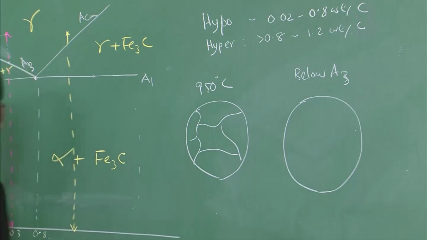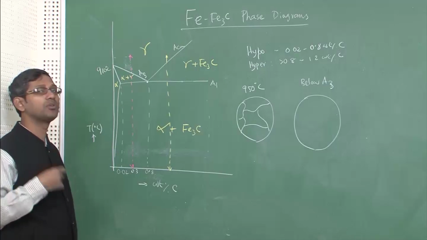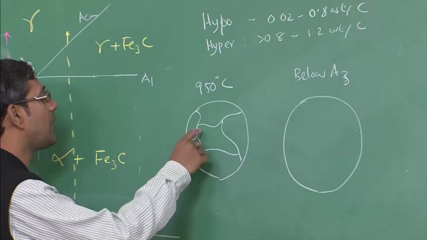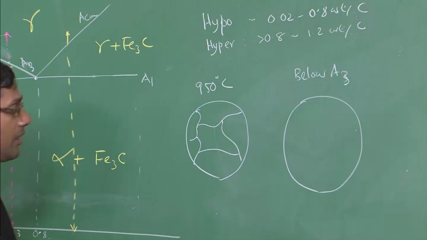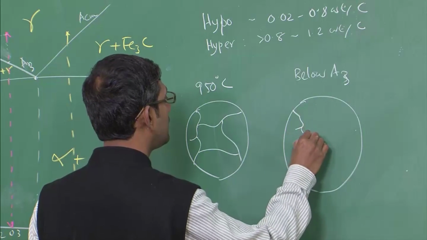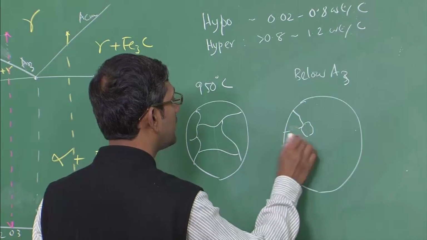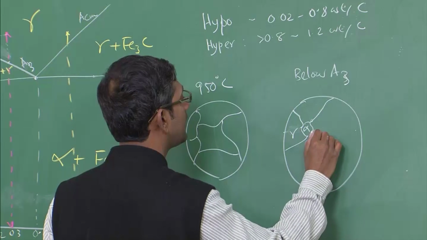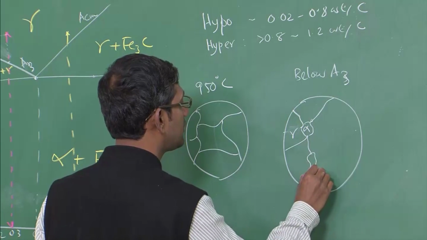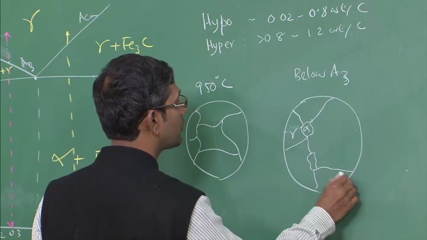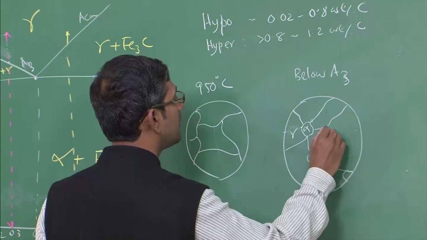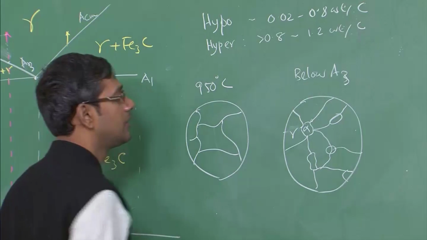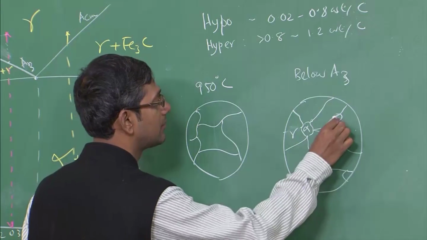That means some of the gamma grains will transform into alpha. In any phase transformation, the regions at the boundaries or the junction points are the ones where nucleation is very easy. So alpha will nucleate and form like that, this is alpha, this is gamma, or it can also form along the boundaries, or at the corner points. These are the alpha grains which will form.